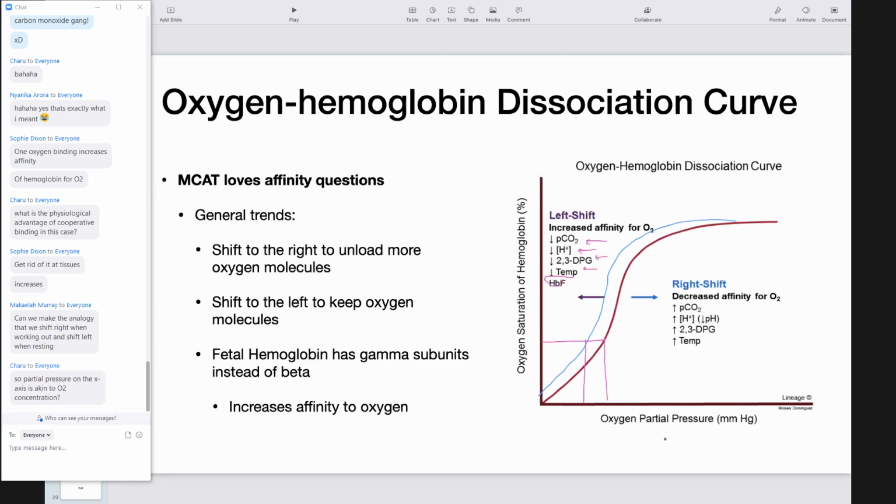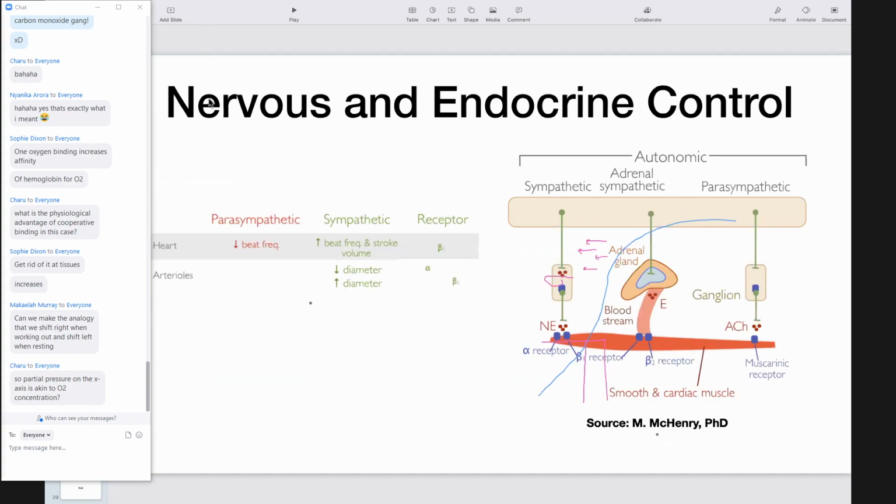Alrighty. And just a couple more slides here, just really quick. Nervous versus endocrine control. Whoop, I did not get rid of my drawings. So we did talk about the autonomic nervous system and sympathetic versus parasympathetic. And so they have different neurotransmitters and thus different receptors.